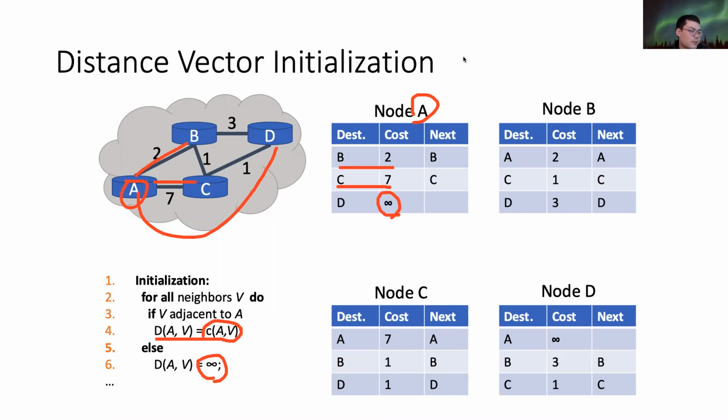Additionally, besides this vector, it is also associated with this: where's the next router you should send to on your shortest, least costly path. Here, because you route to B, the next hop is also B. So then you say next is B.